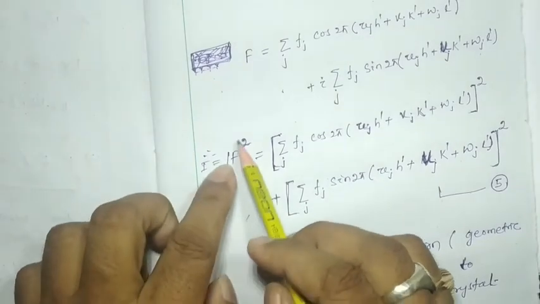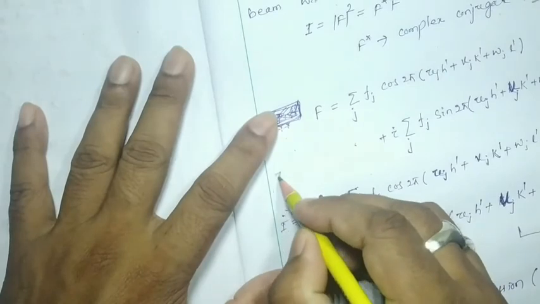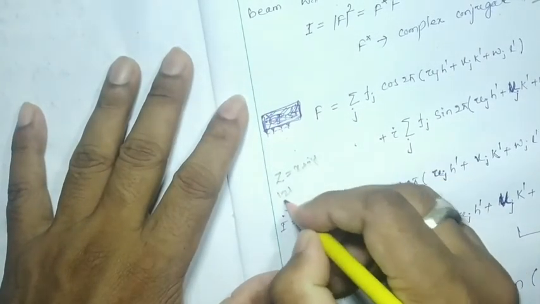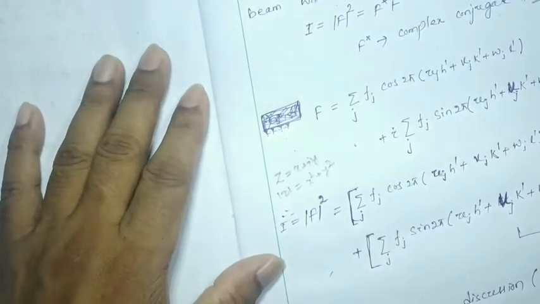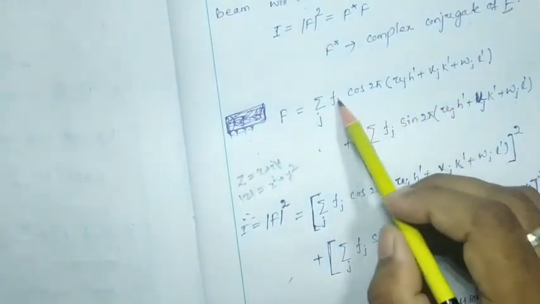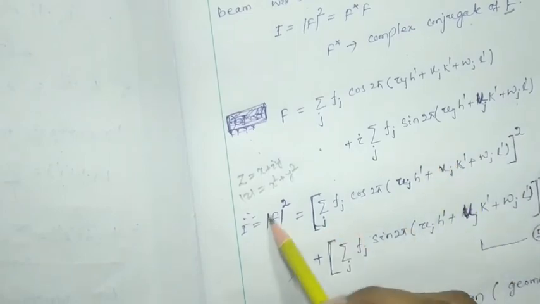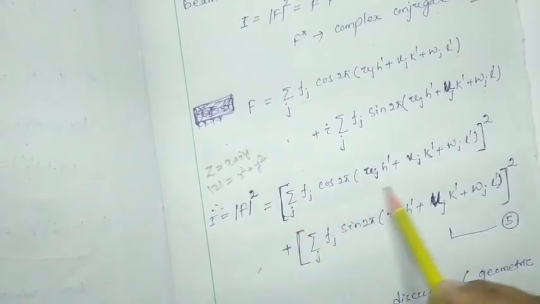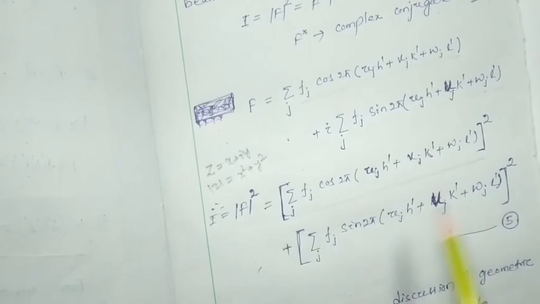So what will the intensity be? Suppose we have a complex number z equal to x plus iy. Then |z| squared is nothing but x squared plus y squared. So this much squared plus this much squared is nothing but |F| squared. This term is written over here and squared, plus this term written over here squared. This is equation number 5.